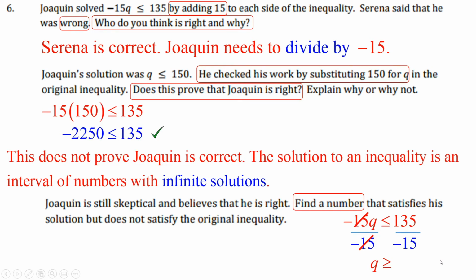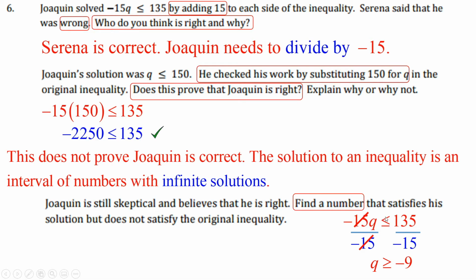And how many times does negative 15 go into 135? That would be negative, let's see if we can do this without a calculator. I think that's a negative 9, but let's double check. 135 divided by negative 15, negative 9.